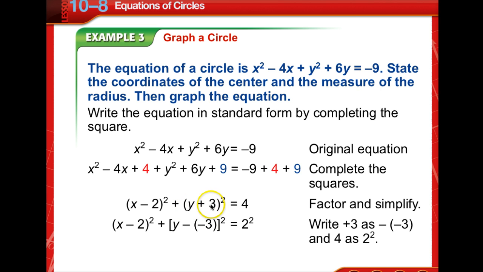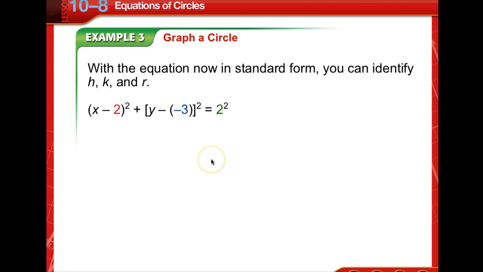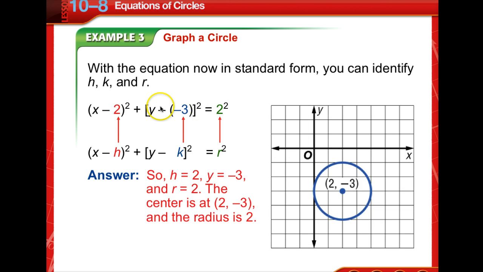So we're writing the positive 3 as minus a negative 3. 4 is 2 squared, so that we can identify what the h, the k, and the r would be. So h is 2, k is negative 3, and the radius is 2.